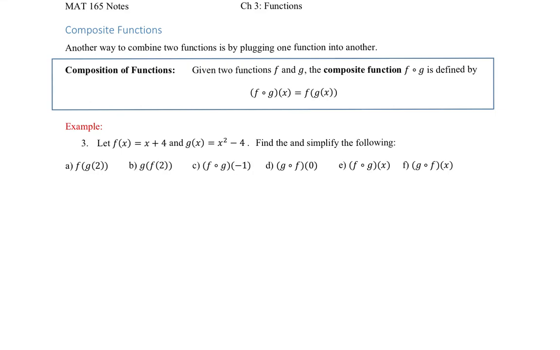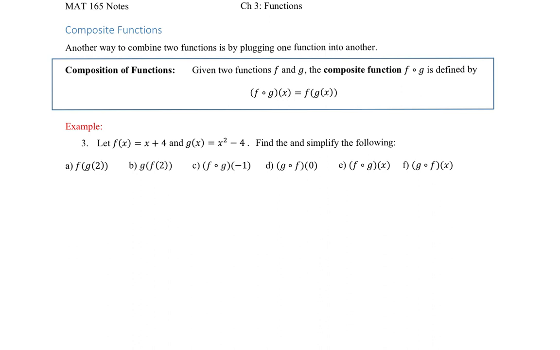This is the second video to section 3.4. Let's start looking at the composition of two functions. We would say this as f of g of x, and it can also be represented as f(g(x)) this way, where g of x, the function, is plugged into the function of f.